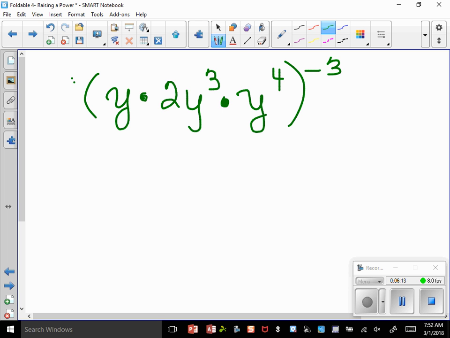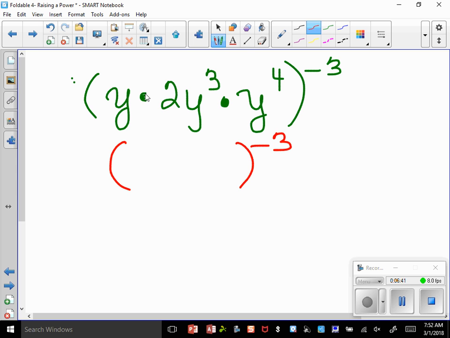What I would do first, since I have all of these y's inside of the parentheses, I would actually perform what's inside of the parentheses first before multiplying it by that negative exponent on the outside. Okay, yes, you could take each little thing inside and multiply it by -3. Or you could do this. That means simplify what's in here first and then raise it to the negative 3rd power.